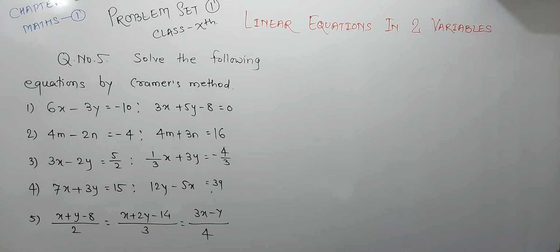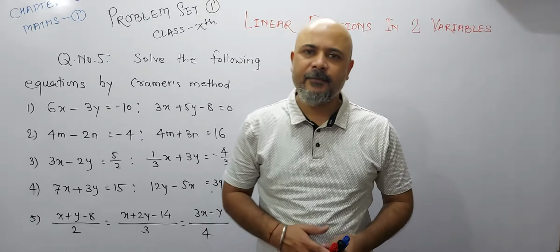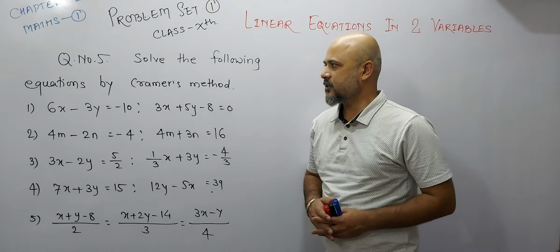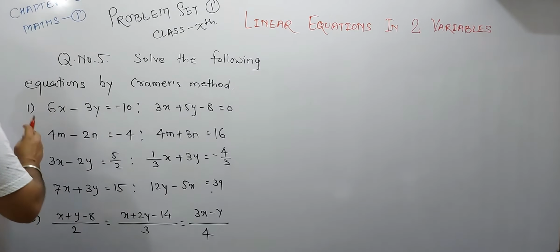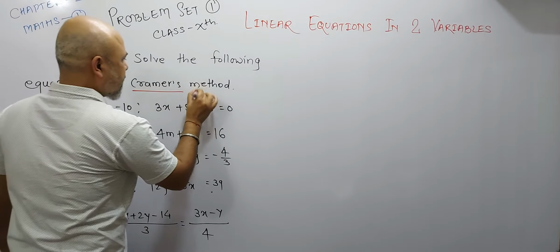Here we are going to solve the following equations by using Cramer's method, which is also known as Cramer's rule. Okay students, I am Ranjit Pandey, and we are going to start problem set lecture number 16. Question number 5, the very first question, is 6x minus 3y minus 10 equals 0, this is the first equation, and 3x plus 5y minus 8 equals 0, this is the second equation. Now we have to solve this by using Cramer's method.